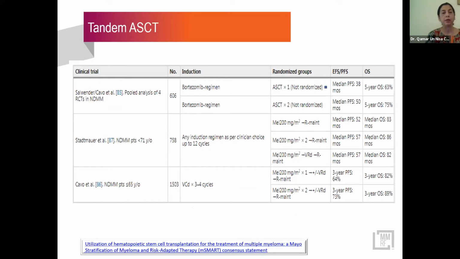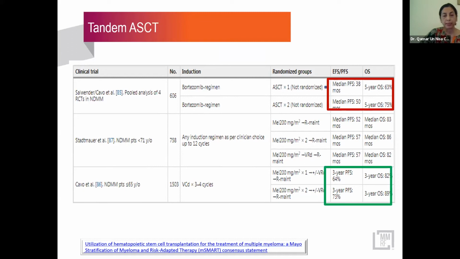What about tandem transplantation? And the data on tandem transplantation are less clear. So here we have three clinical trials. The first one, in the first row, is a pooled analysis of 4 randomized controlled trials. And what they were able to show was a progression-free survival advantage for patients who underwent a tandem transplant compared to patients who did not. However, the problem with this particular study is that the patients only received a bortezomib-based regimen as induction, and it's not a randomized study.